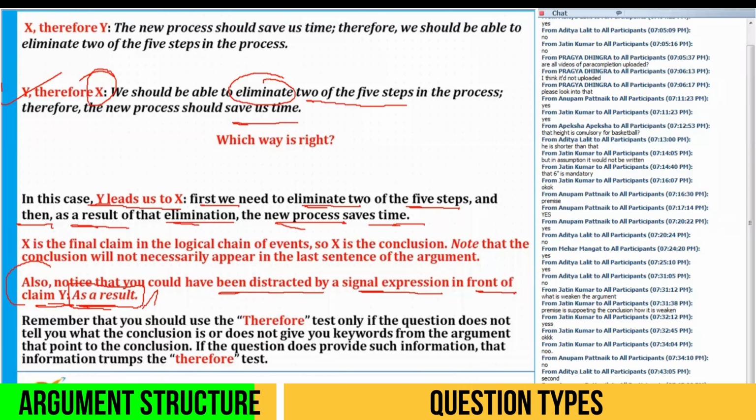Only then, many times, you will be able to find out that this also can be the conclusion. Otherwise, most of you would have thought that this last statement that starts with the words "as a result" is the conclusion, and you would be looking for answers accordingly, and your entire attempt would go wrong. It will be a waste of time. Okay? Did you understand what we did?